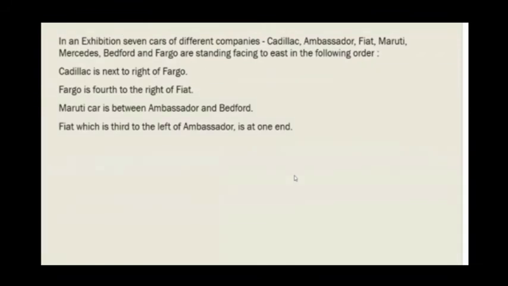In an exhibition, 7 cars of different companies: Cadillac, Ambassador, Fiat, Maruti, Mercedes, Bedford, Fargo are standing facing east in the following order. Now, how do you take facing east? If you have a car, they are facing east. So you'll have one more car, and this car is facing east.